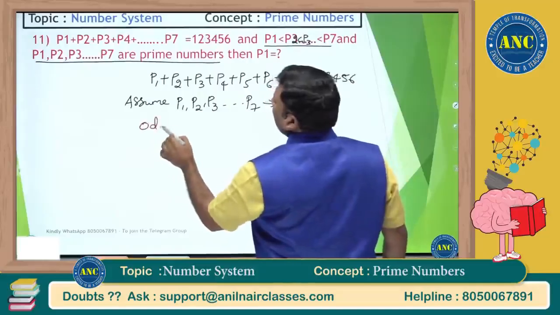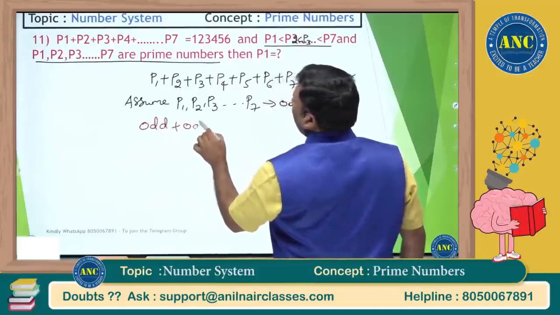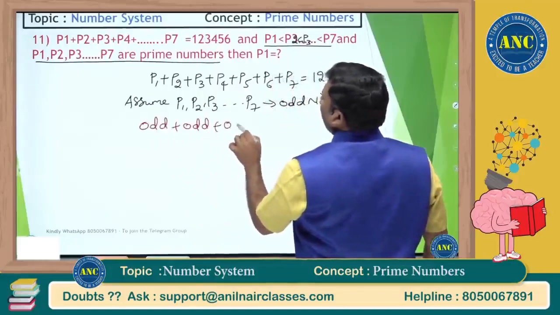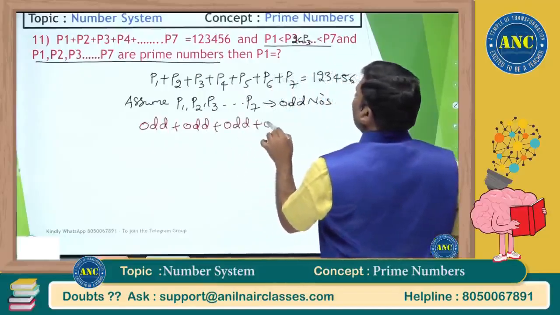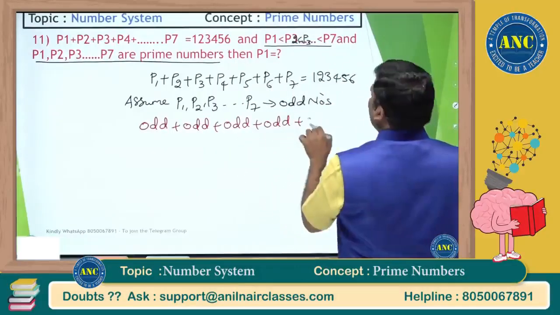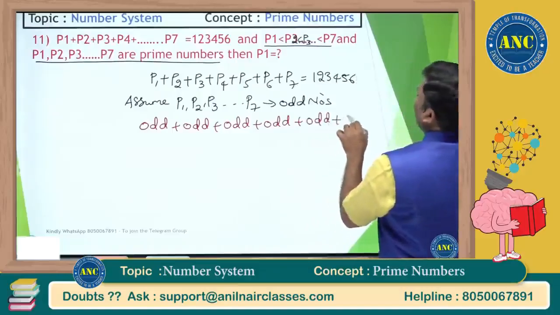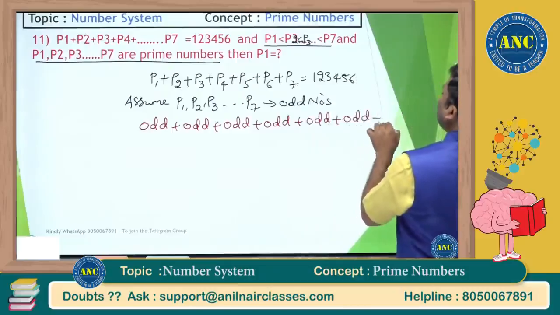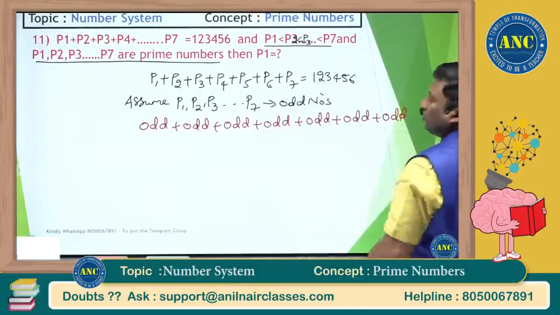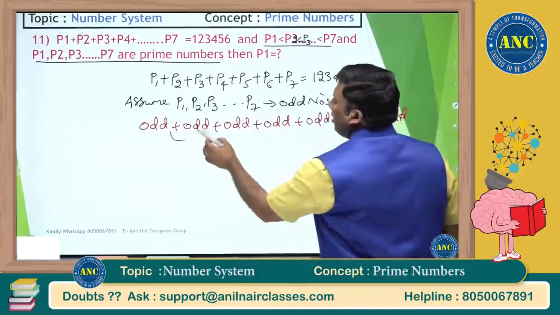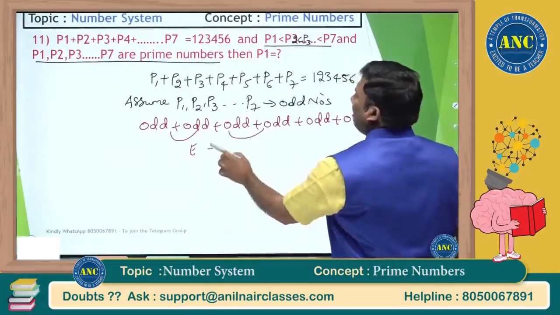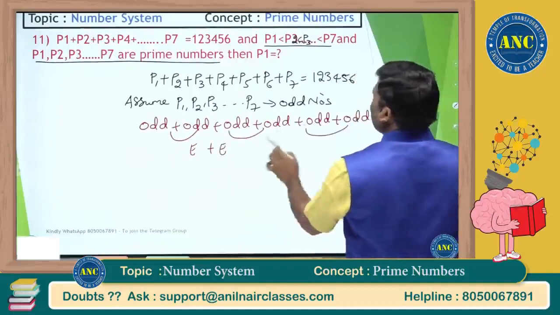P1, P2, P3, P4, P5, P6, and P7 are all odd numbers. What is odd plus odd? Even.